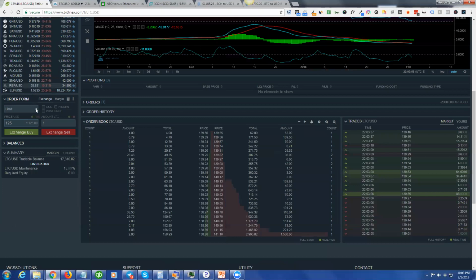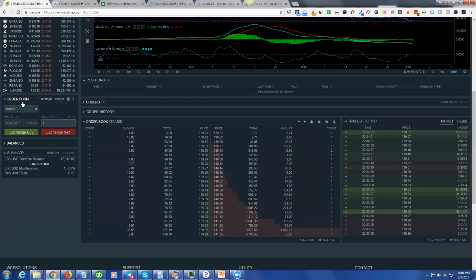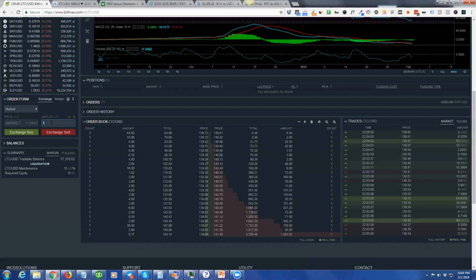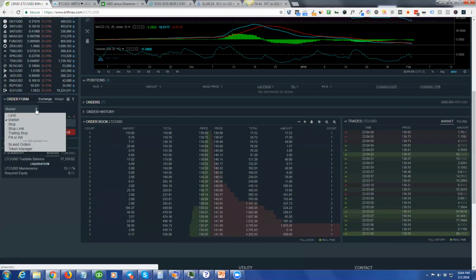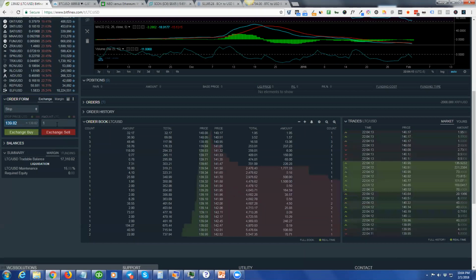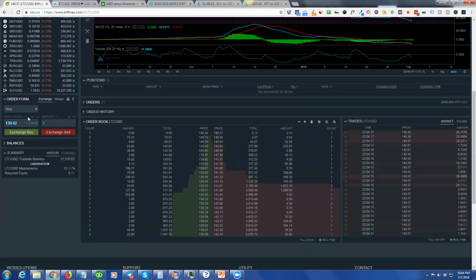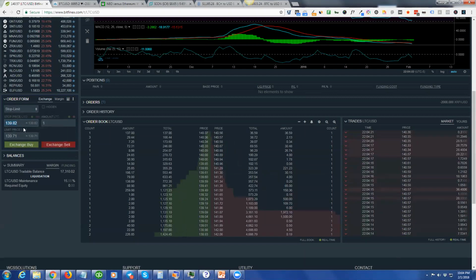So again, if I want to do a stop, or if I want to do a market buy or market sell, I just put in how many I want to sell, how many I want to buy, and if I want to put in a stop, I just put in a stop. I put how much I put in here, and I want to sell it at whatever price, same as the other one. Now, Bitfinex also has what we call stop limits.